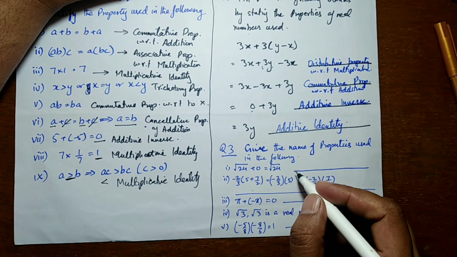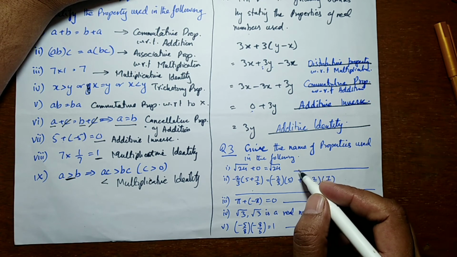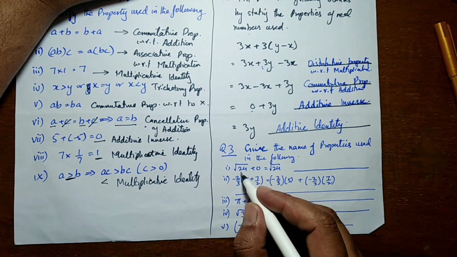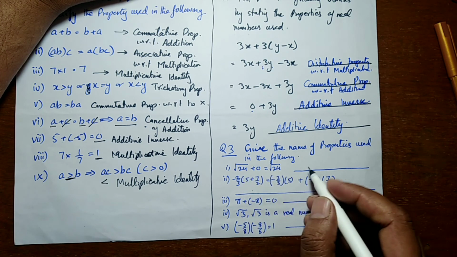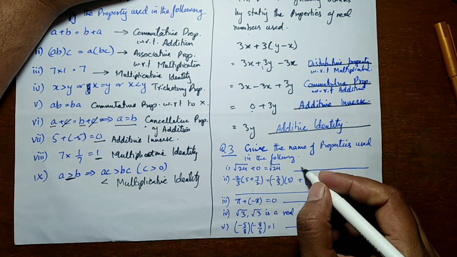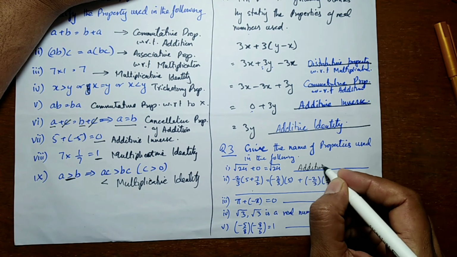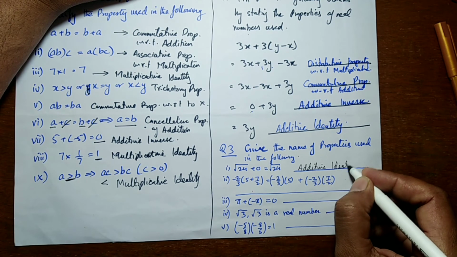So in this question we also again have to mention the properties. So you can see 0 is added to a number and you are getting again the same number. So that is because additive identity.